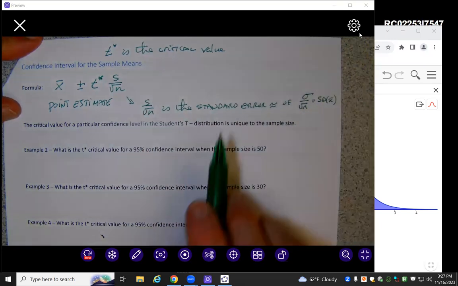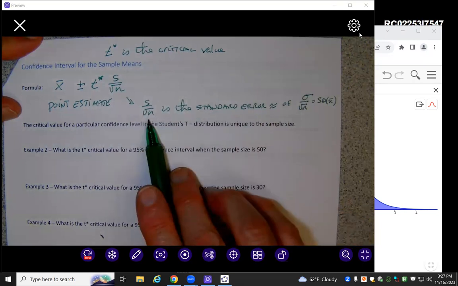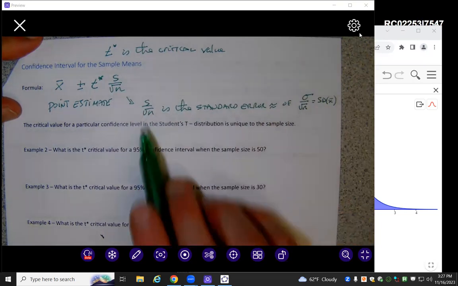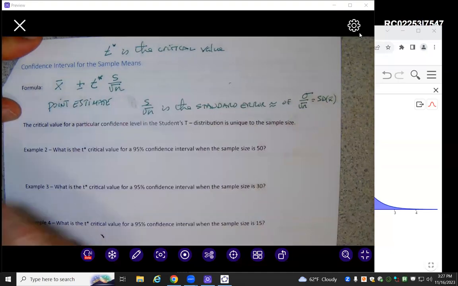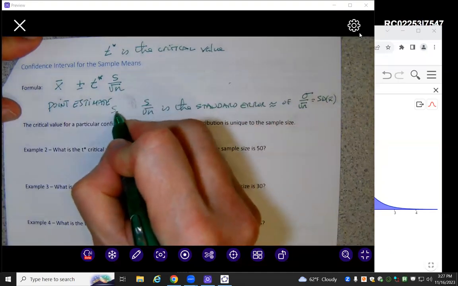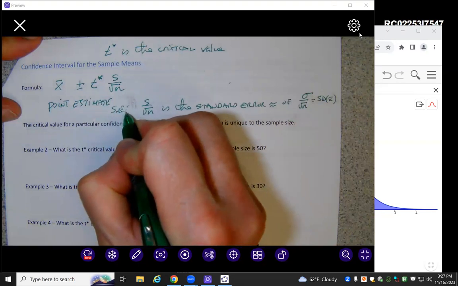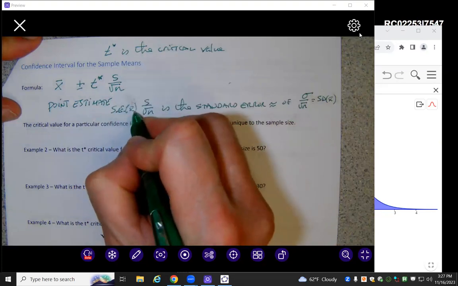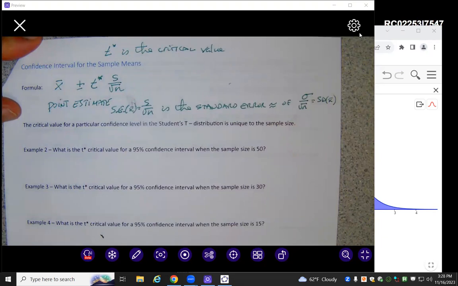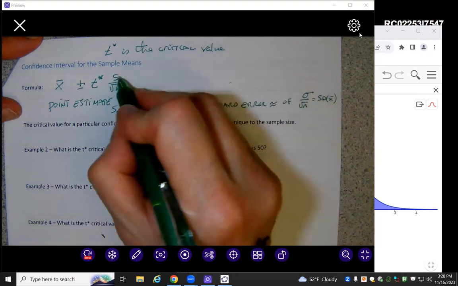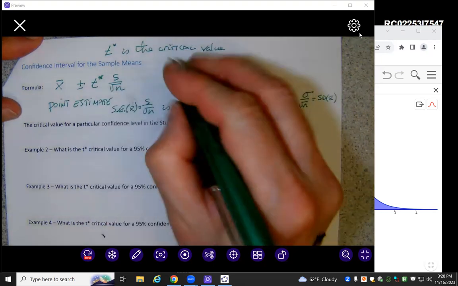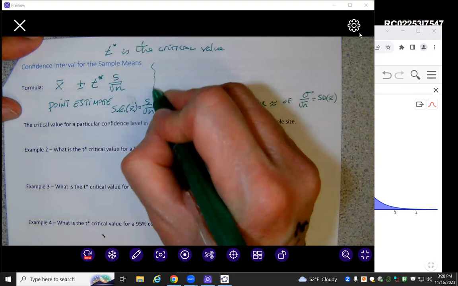So the standard error is just an estimate, right? So even notationally, we could do this. This is SE of X bar. That's what this is. So standard error. And notice the situation is still the same. This is the margin of error right here. So again, margin of error.